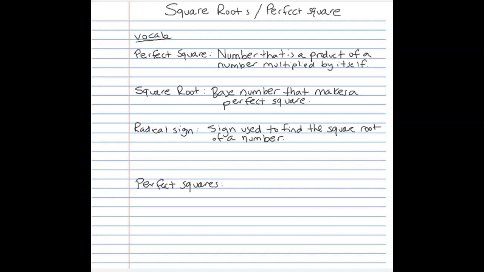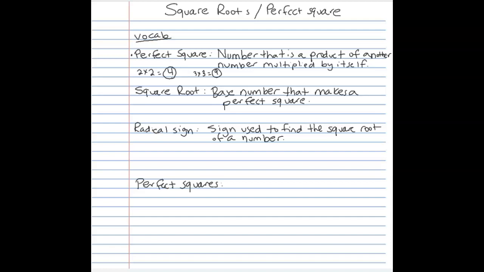So the first definition we're going to talk about is a perfect square. A perfect square is a number that is a product of a number multiplied by itself. Let's say I do 2 times 2 is 4. 4 is a perfect square. Let's do 3 times 3, 9. 9 is a perfect square.